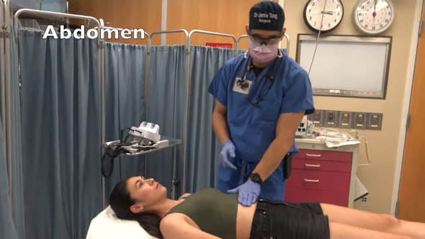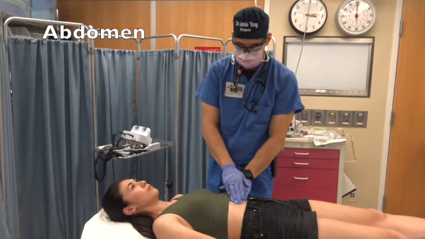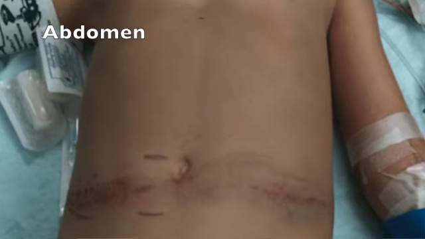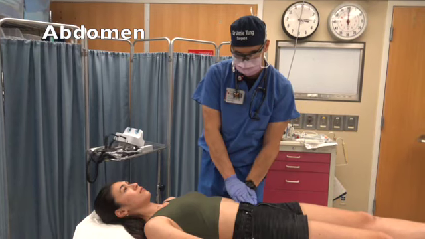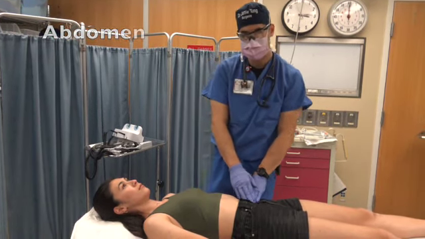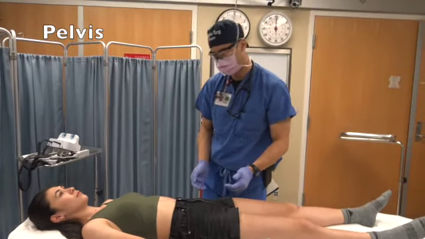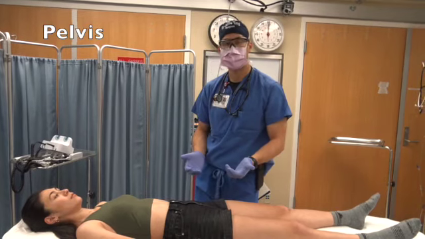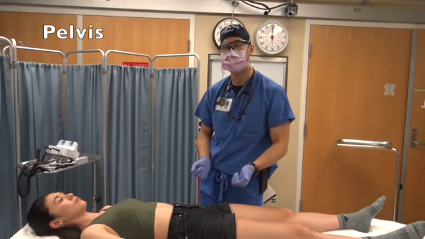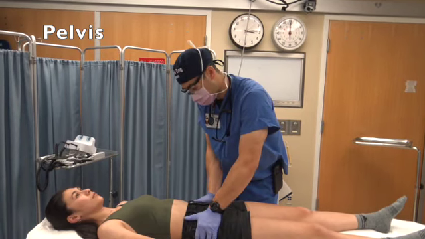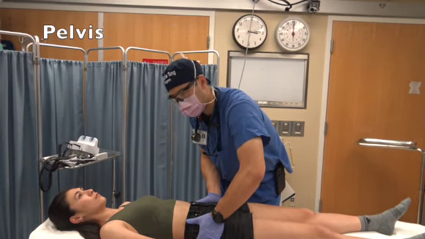Next, I'll perform a standard abdominal exam, looking for rigidity, or tenderness, or seatbelt sign. There's no evidence of trauma to the abdomen. Next, I perform a pelvis exam looking for an open book pelvic fracture, which you may also do during a primary survey if you have concerns for this. You push down once, and then in one time.